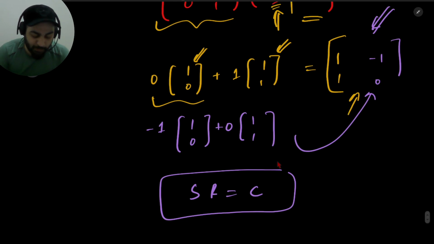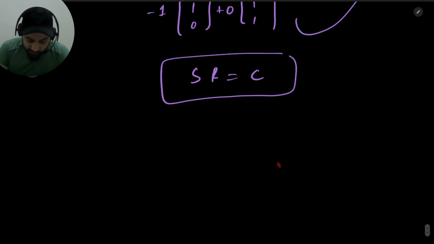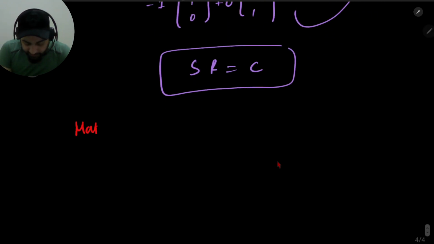Now if you ask me what matrix multiplication basically is, I'll tell you matrix multiplication is basically a combination of linear transformations, a composition of linear transformations. So if I have to define what matrix multiplication is, I'll just say it is a composition of linear transformations.